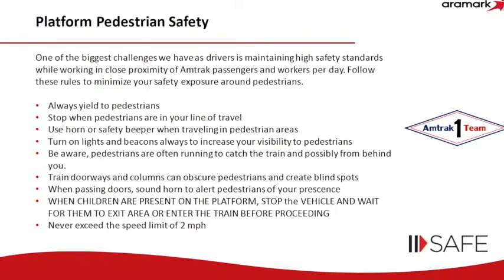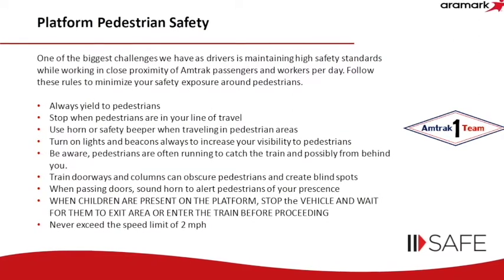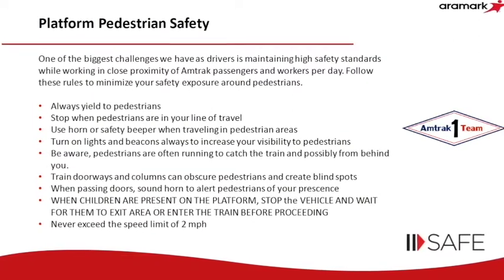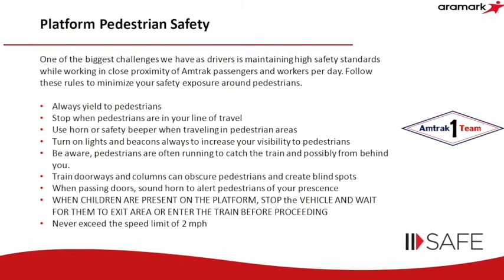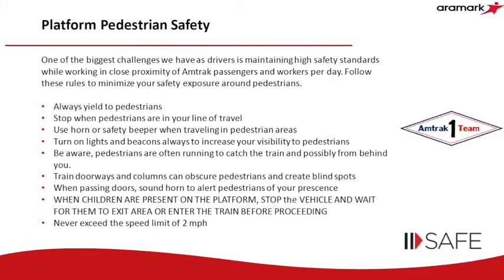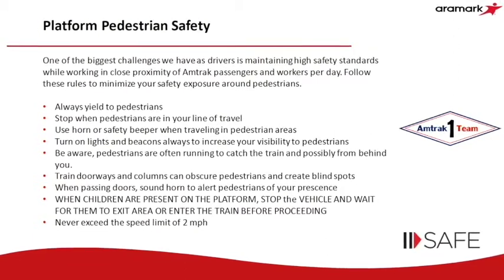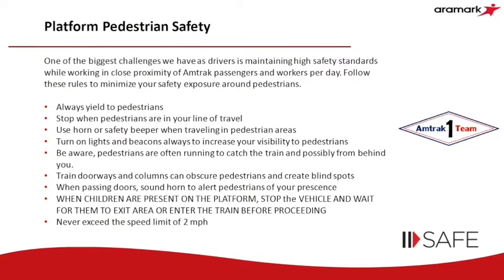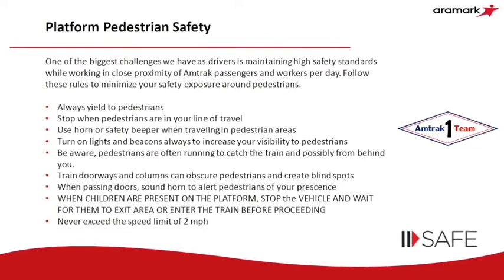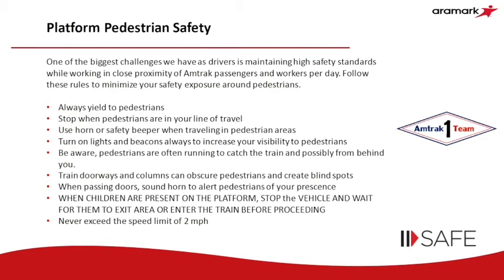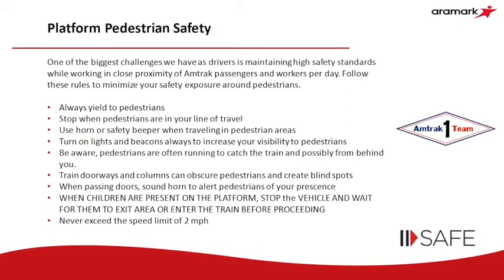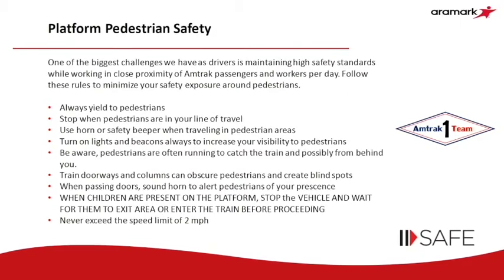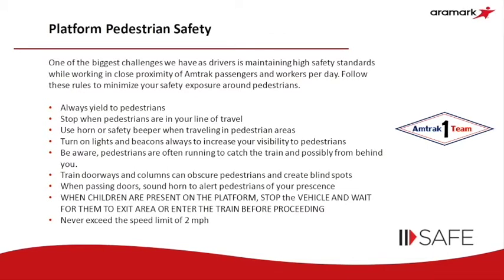Turn on lights and beacons always to increase your visibility to pedestrians. Be aware, pedestrians are often running to catch the train and possibly from behind you. Train doorways and columns can obscure pedestrians and create blind spots. When passing doors, sound horn to alert pedestrians of your presence. When children are present on the platform, stop the vehicle and wait for them to exit the area or enter the train before proceeding. Never exceed the speed limit of 2 miles per hour.